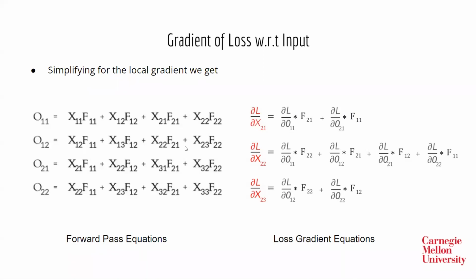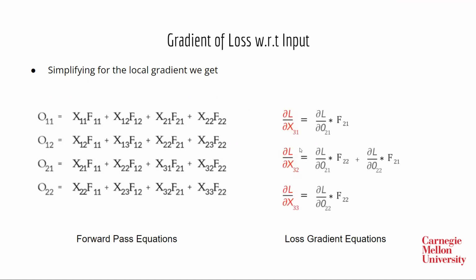Yes, and are there any other outputs? Yes, so I think as you can see, x22 comes in every equation, right? So all the outputs are affected by x22. That's why you see like 4 terms in here. So I have the equations for gradient of loss with respect to every input term.